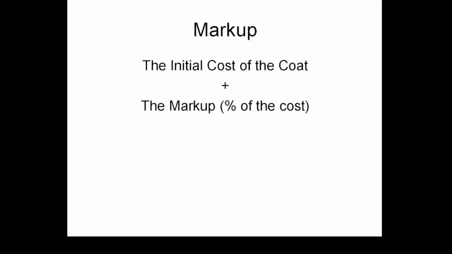Now today we're going to be talking about margin, but the last day we were talking about markup, and it's important to have a quick look at this again before we talk about margin. Markup is the profit that you make, but it's as a percentage of the cost price. So if we want to find the selling price, we know that the initial cost of the coat, plus the markup will give us the selling price, but just remember it's a percentage of the cost price.